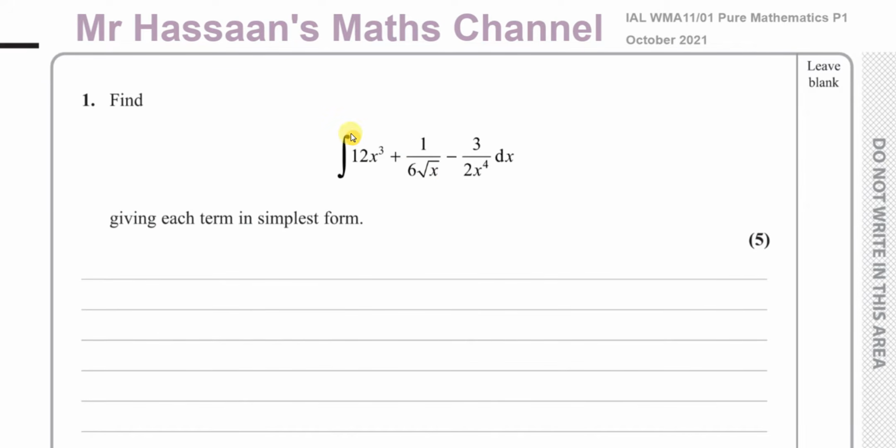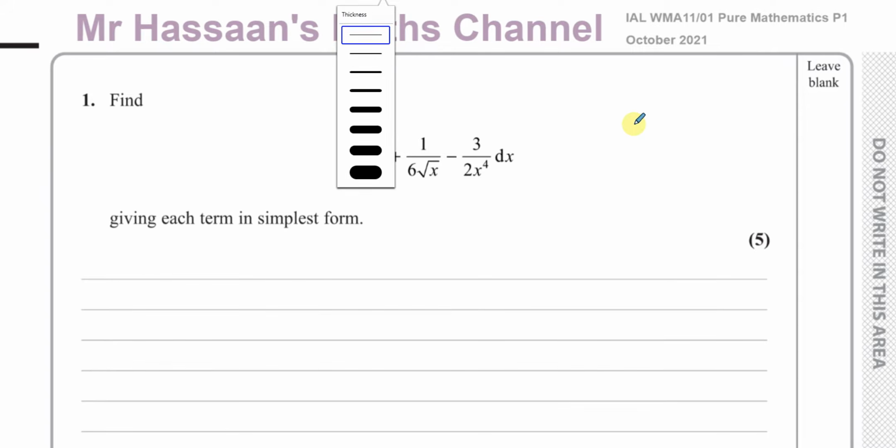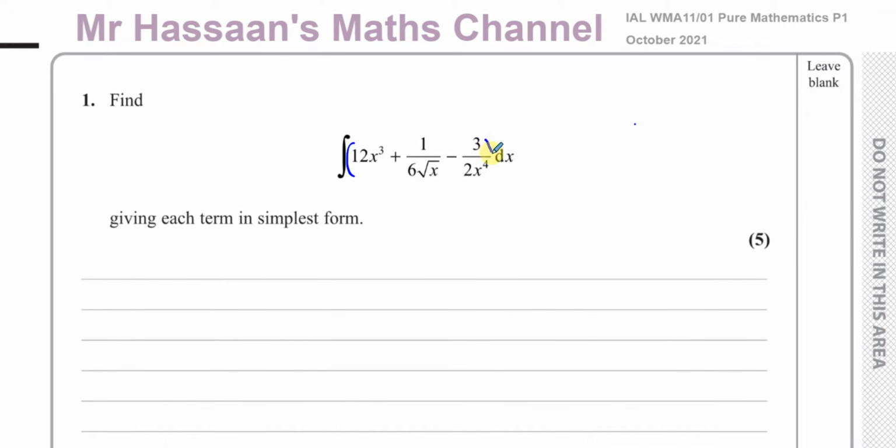Here there's a question about integration. We're asked to integrate, giving each term in its simplest form. This expression is a bit strange here because really there should be brackets. All of this in brackets should be integrated with respect to x.